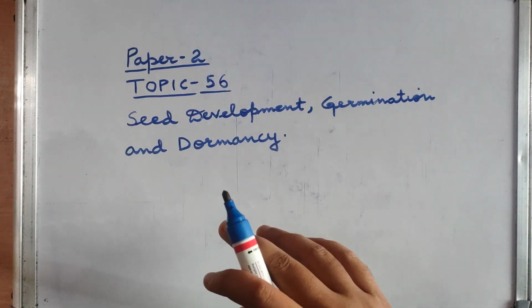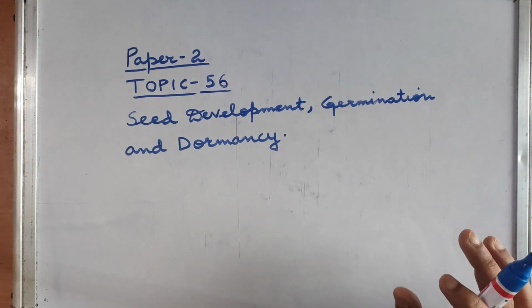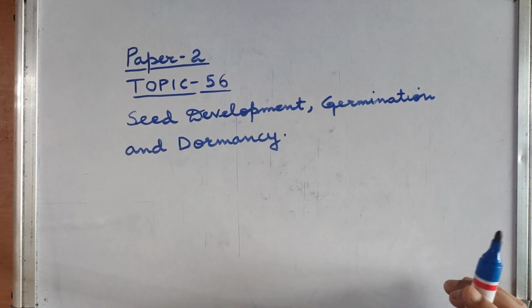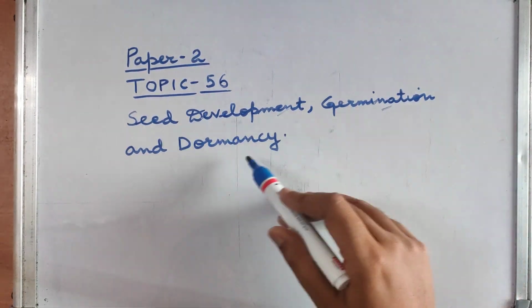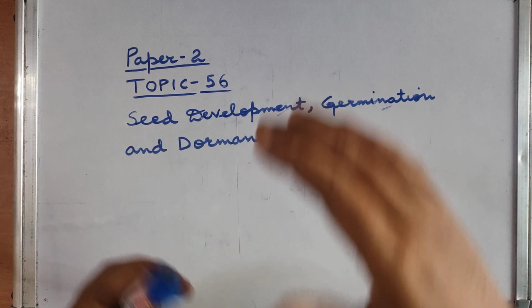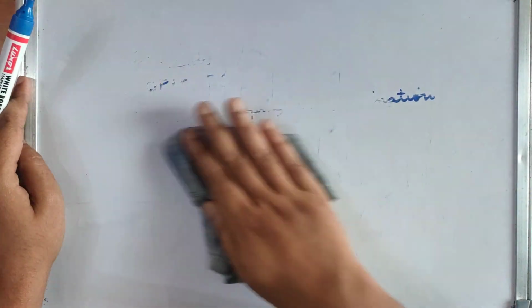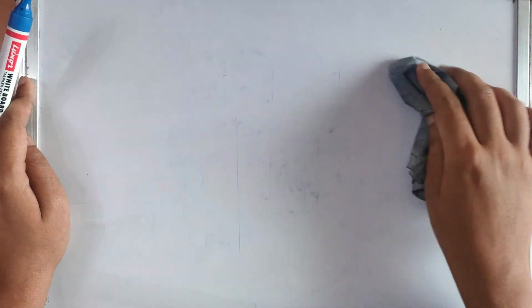So today we are going to do topic 56 of paper 2, and here we will be discussing seed development, germination and seed dormancy. So let's start this session.